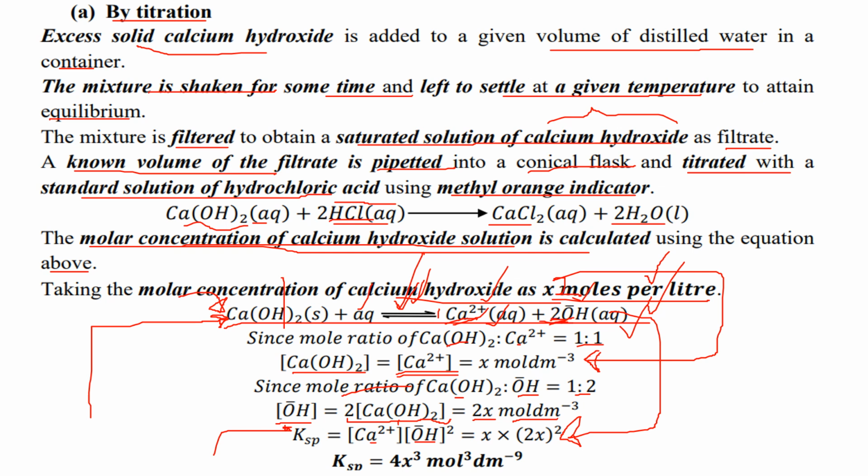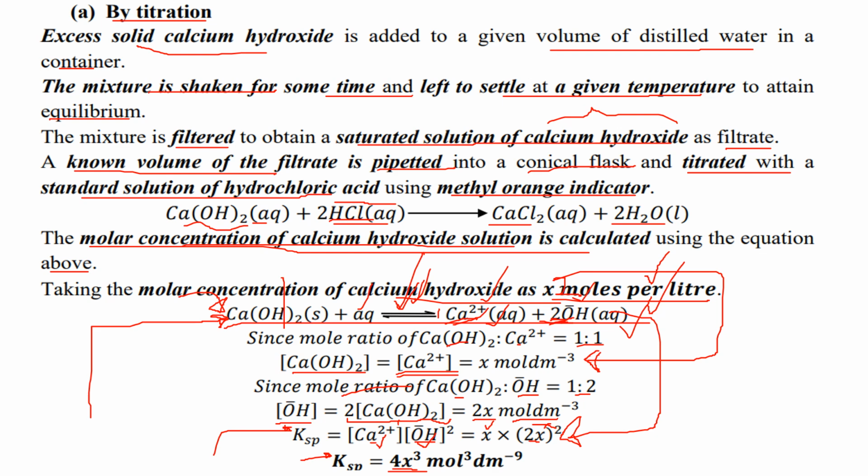And then since we have already got the molar concentrations of these ions, we substitute them, and this is going to be x times the molar concentration of the hydroxide, which is 2x, put in brackets squared. Now opening this bracket, this is going to be 4x squared. Now 4x squared times this x is going to give us 4x cubed as the formula for calculating KSP, or the solubility product of calcium hydroxide present at a particular temperature.